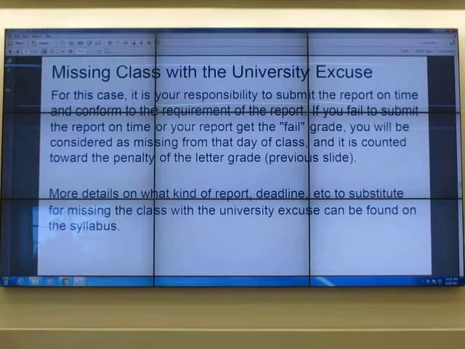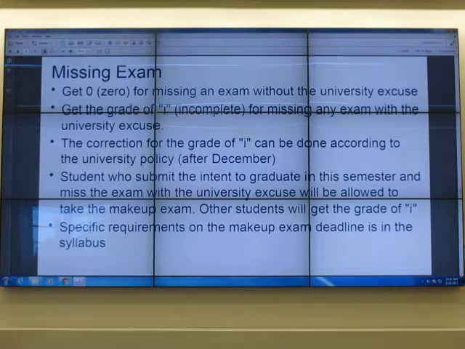So this is missing class with the university excuse. Missing an exam: typically you get 0 for missing any exam without any university excuse. You get the grade of I, incomplete, for missing any exam with the university excuse. So when you're sick, you have surgery on that day, you miss the exam, you get I. The correction for the grade of I can be done according to the university policy, which is after December, in January.